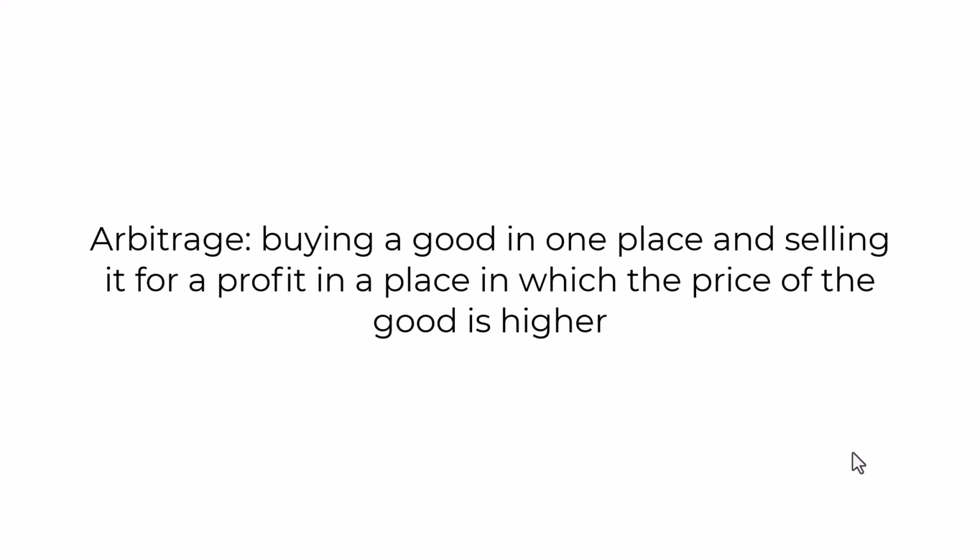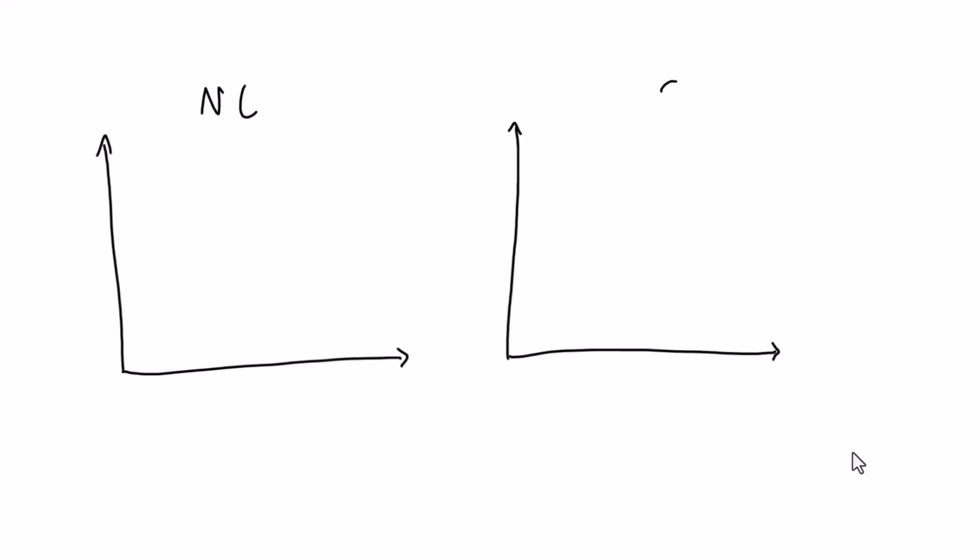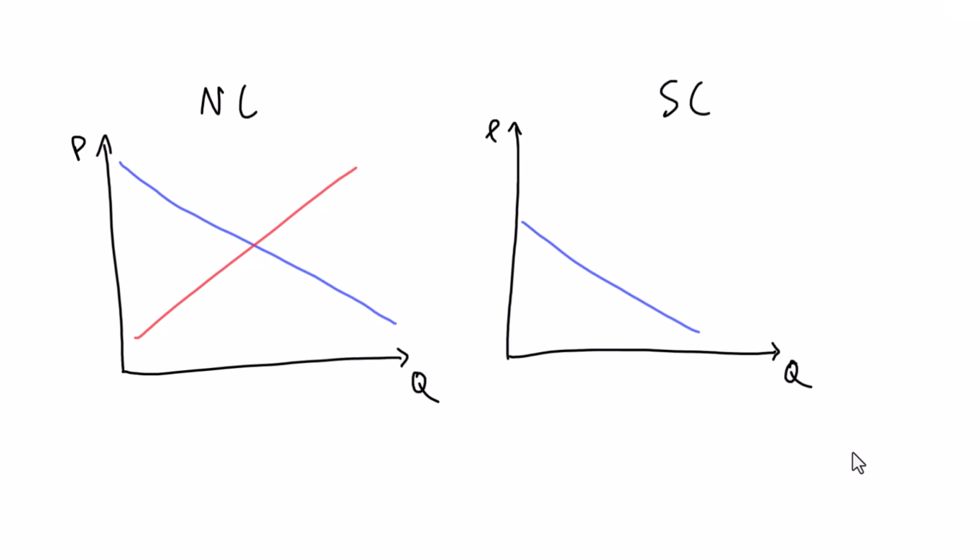To illustrate the idea of arbitrage, consider the market for a good in two different places. Let's say North Carolina and South Carolina. We have a price and a quantity in each state, and we've got a demand curve in each state, as well as a supply curve. We'll label those up.